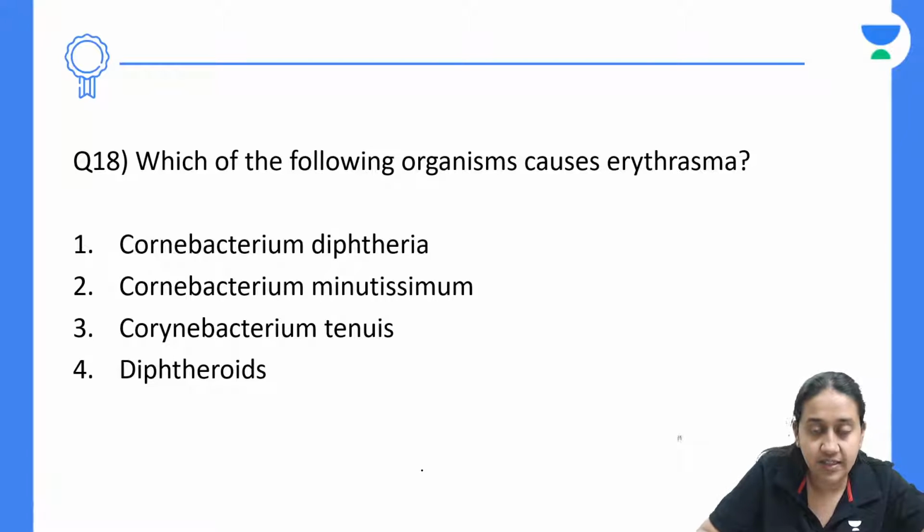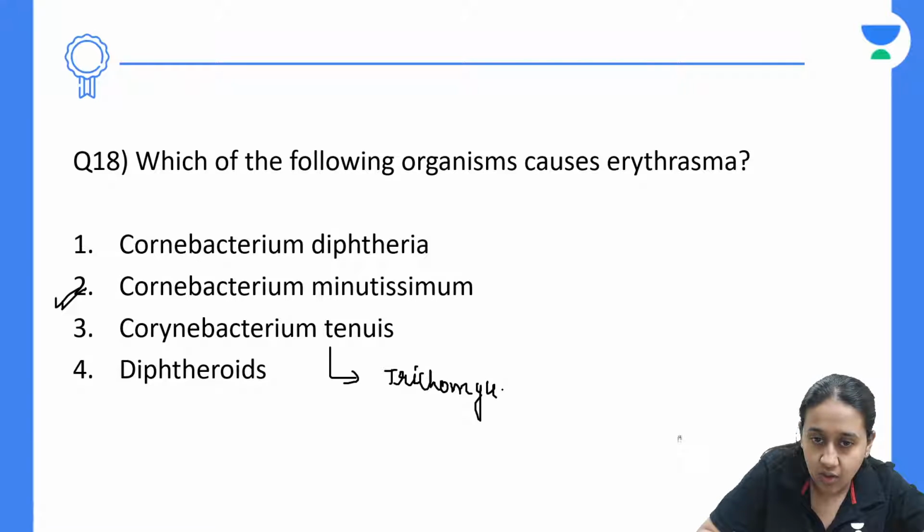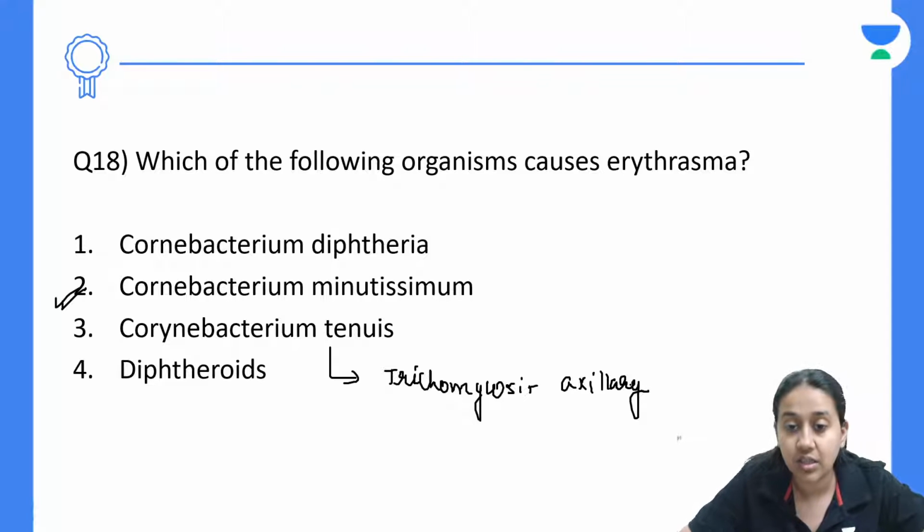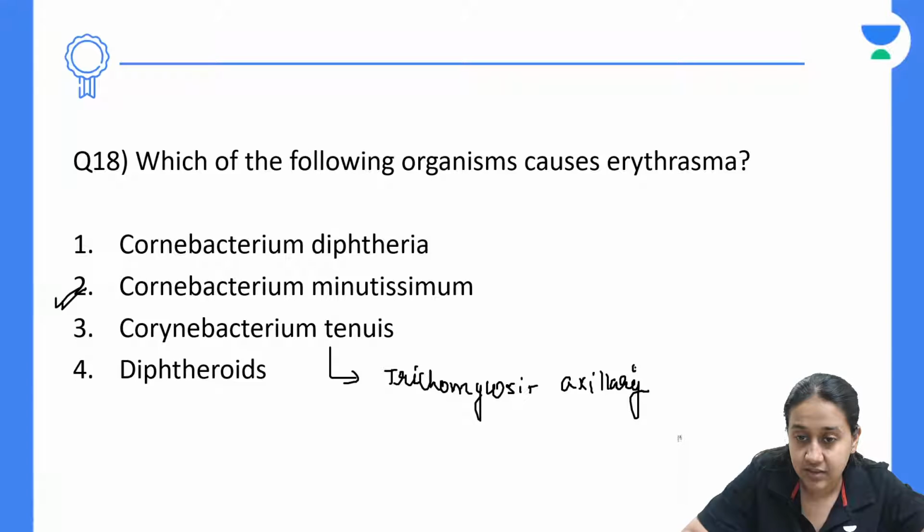Now, erythrasma is again a Corynebacteria infection which occurs secondary to Corynebacteria minutissimum, while Corynebacteria tenuis causes an infection which is known as trichomycosis axillaris. It is an infection which occurs on the axillary hair, where you see yellowish concretions which get deposited on the hairs of the axilla. So trichomycosis axillaris.